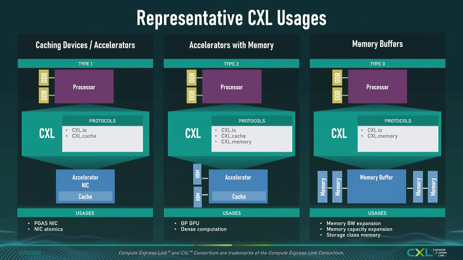When we take a look at type 1 on the far left, that's a device, something like a smart NIC, where the device is sharing the processor's memory. If we go all the way to the far right, we have type 3, where it's using the memory subprotocol, where the processor is getting access to the memory buffer's memory. And in the middle, you're using both subprotocols, the .cache and the .mem, and that's a device like an accelerator, where you have both the processor and the accelerator each sharing each other's memory. Next slide.